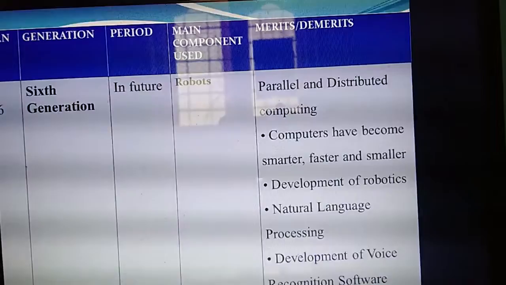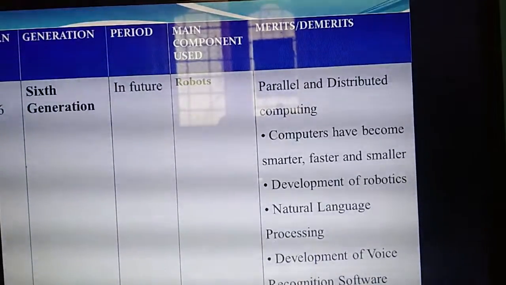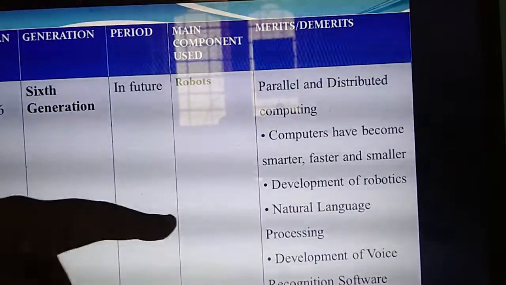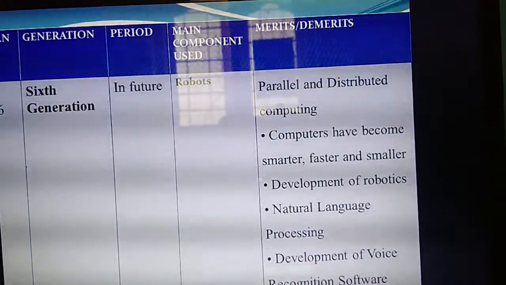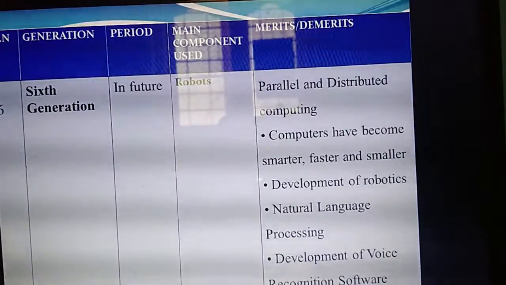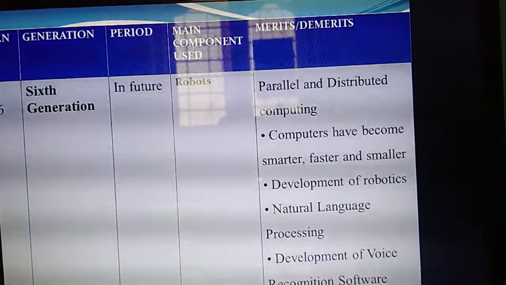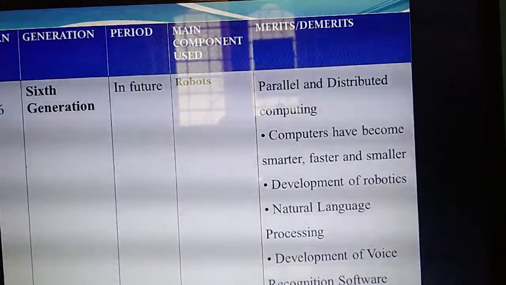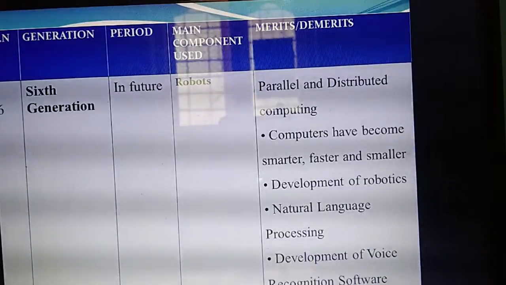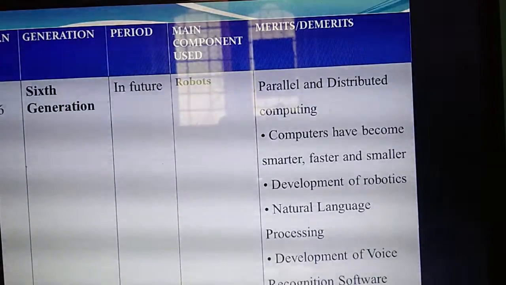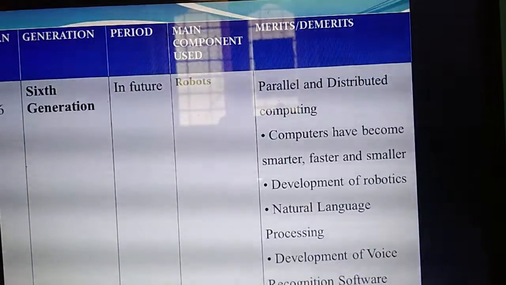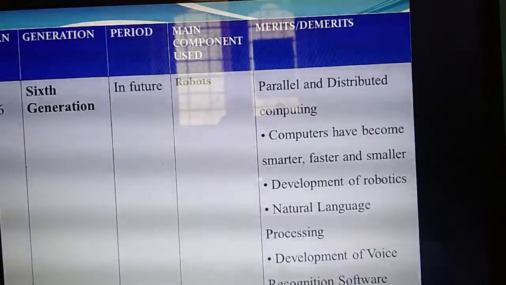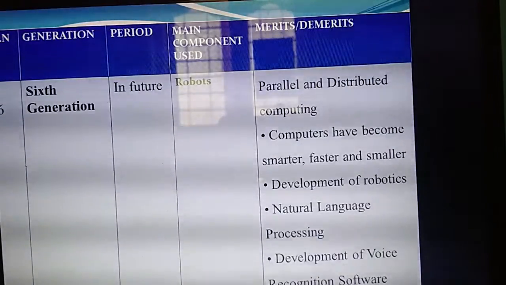So this development in the 6th generation is going to happen in the robotic field. They are introducing new things. Which language processing are they using here? Natural language. Whatever we are conversing, likewise some natural language is used in computers to converse. Then development of voice recognition software. What do you mean by voice recognition? Whatever we are speaking, nowadays they recognize persons speaking on mobile phones. We can easily identify them by their voice record. Likewise, voice recognition software was also introduced in the 6th generation.